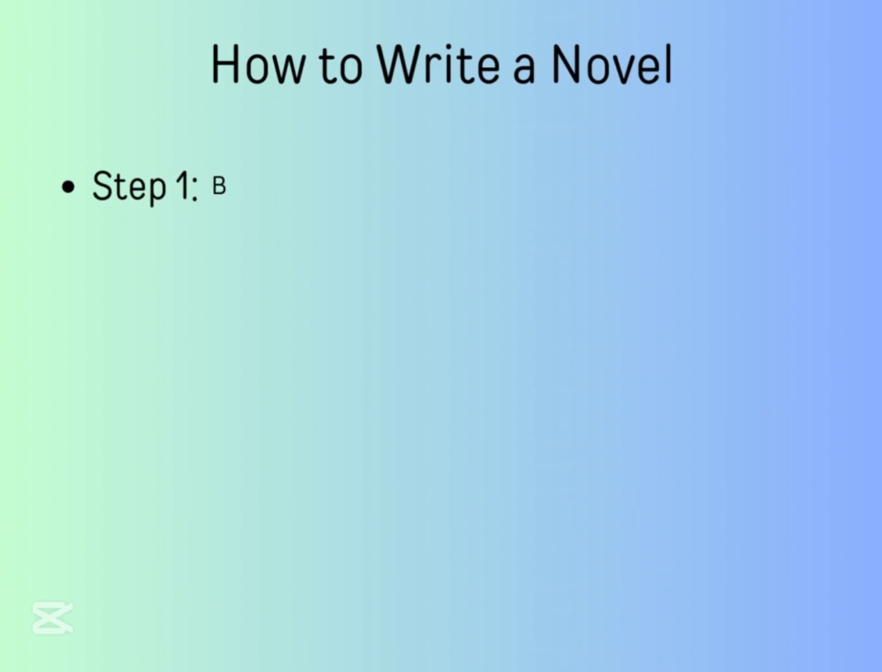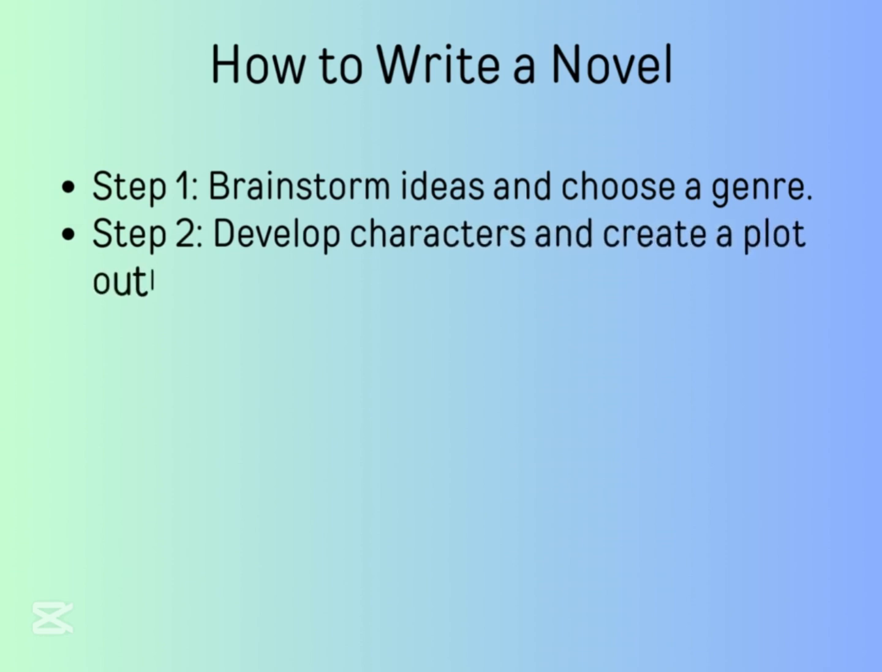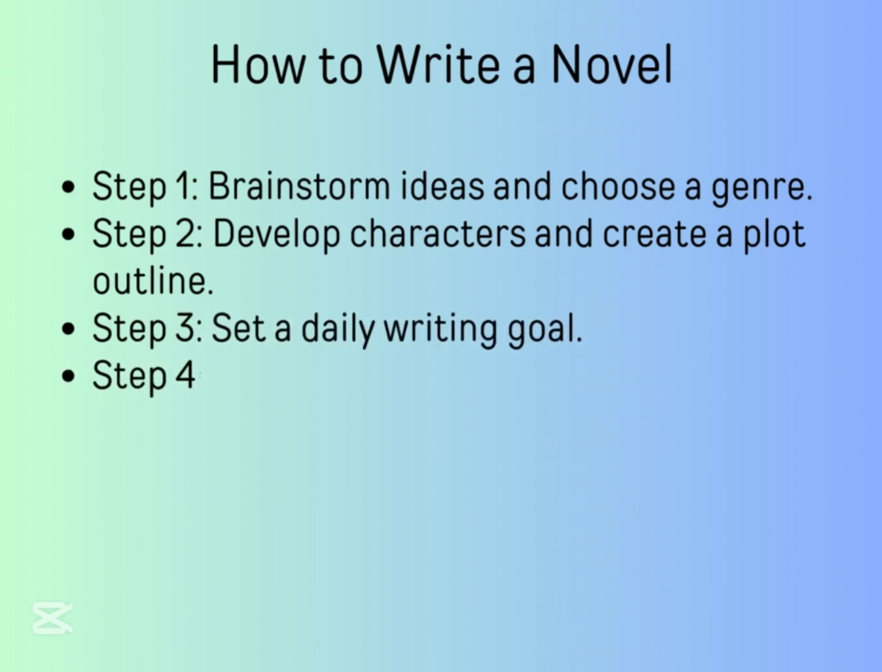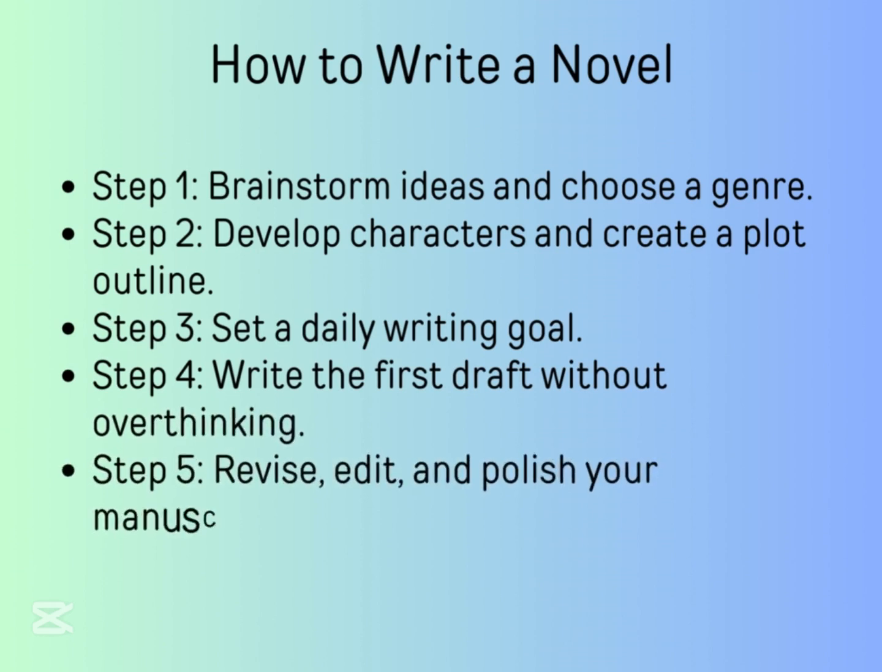Writing a novel involves a structured approach. Start by brainstorming ideas and selecting a genre. Then, develop your characters and outline the plot. Set a daily writing goal to maintain consistency. Your goal could be either writing for an hour daily or writing 700 to 1,000 words per day. Begin with your first draft without overthinking, and later, focus on revising and polishing your manuscript until it shines.